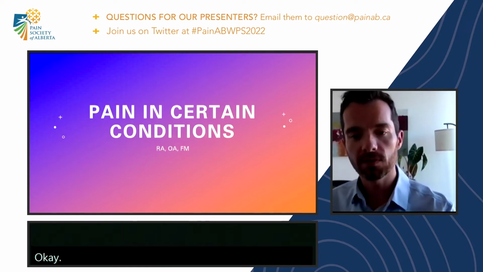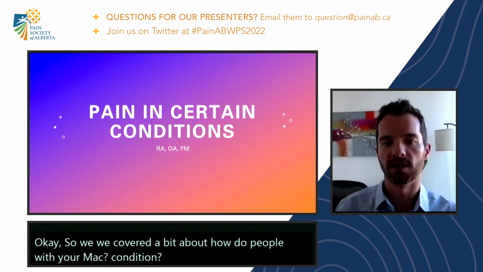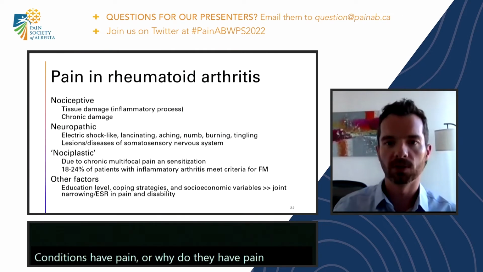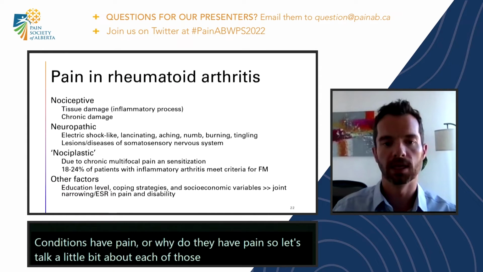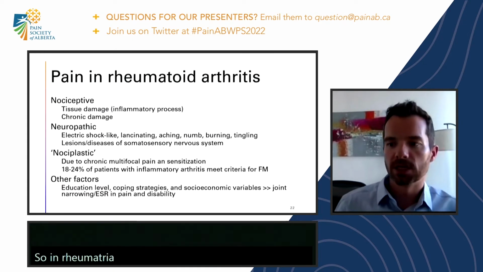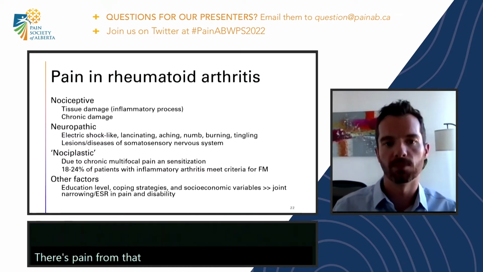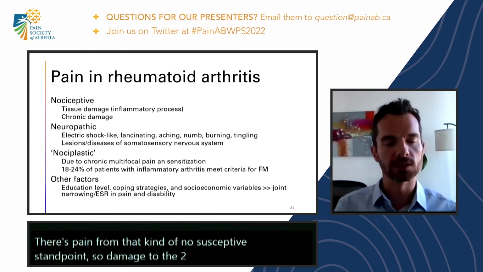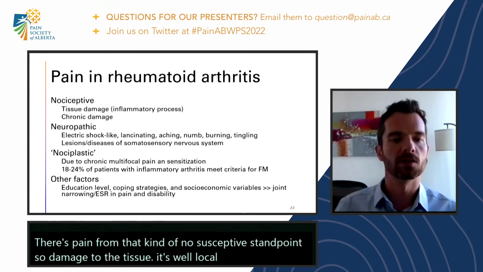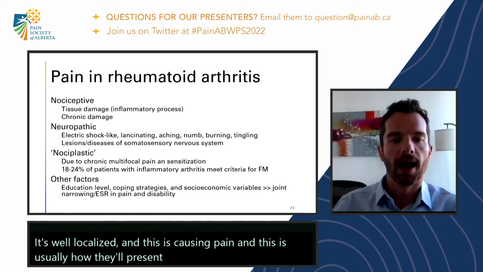Okay, so we covered a bit about how people with rheumatic conditions have pain, or why they have pain. So let's talk a little bit about each of those in a bit more detail. So in rheumatoid arthritis, as I was mentioning already, there's pain from that kind of nociceptive standpoint. So there's damage to the tissue, it's well localized, and this is causing pain for that patient. And this is usually how they'll present initially.